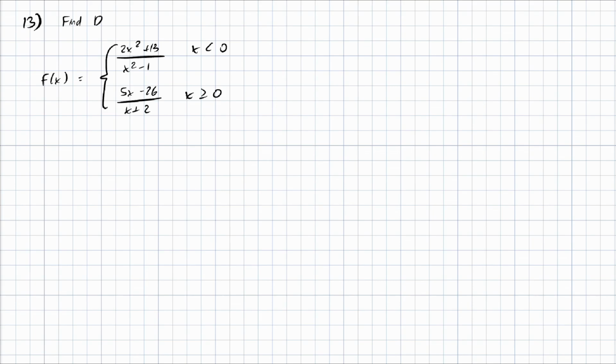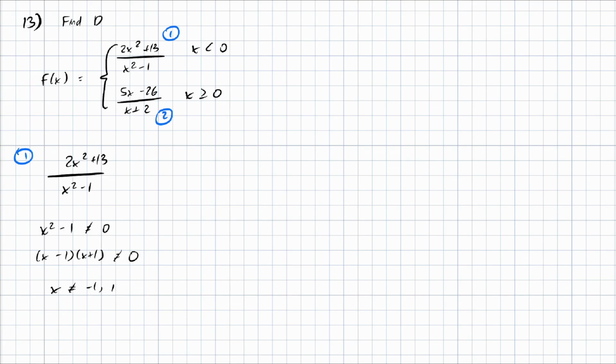So, for the first one, 2x squared plus 13 over x squared minus 1. X squared minus 1 does not equal 0. X minus 1 times x plus 1 cannot equal 0, which means x cannot be negative 1 or 1.